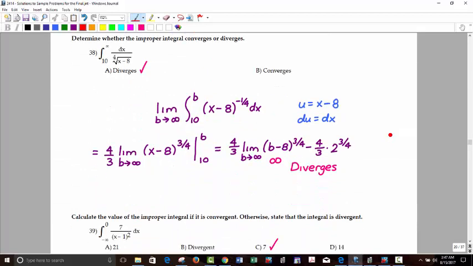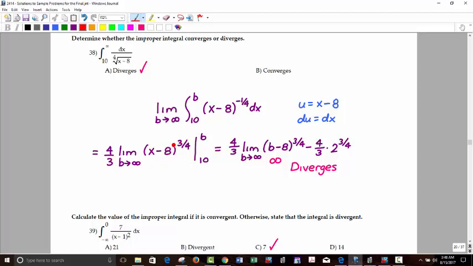38. Let's see, this is an infinity limit. So limit b goes to infinity from 10 to b, x minus 8 to the negative 1/4 dx. So that's a pretty straight up just u substitution problem. Not too complicated. So you will apply the power rule to u. I didn't write it out here, but the antiderivative of u to the negative 1/4 would be 4/3 u to the 3/4. So then I substituted the x back in there.